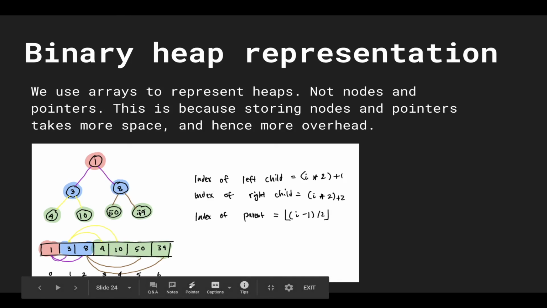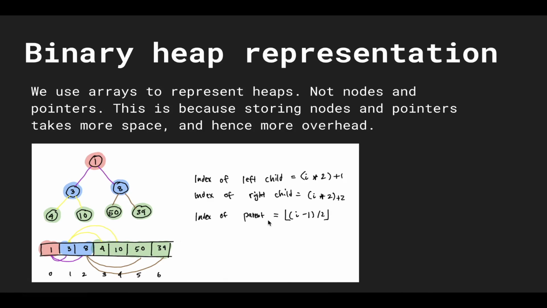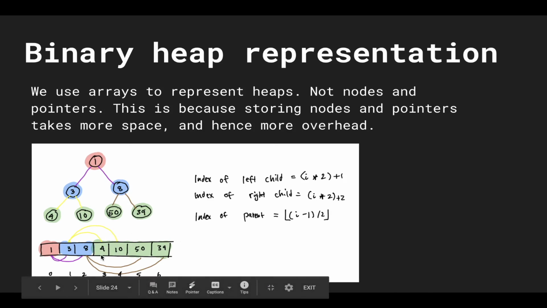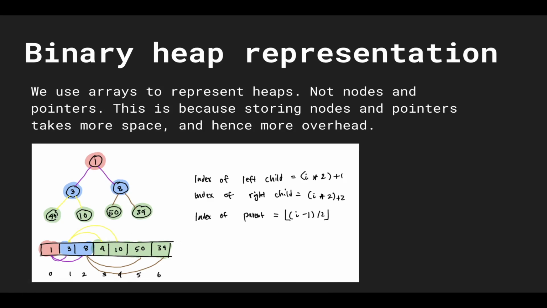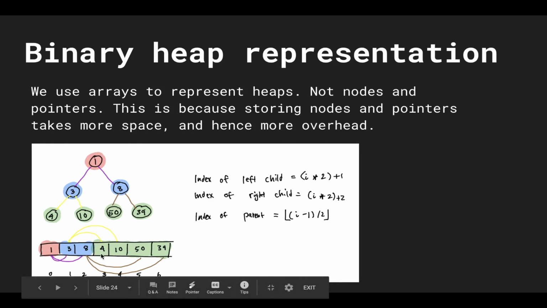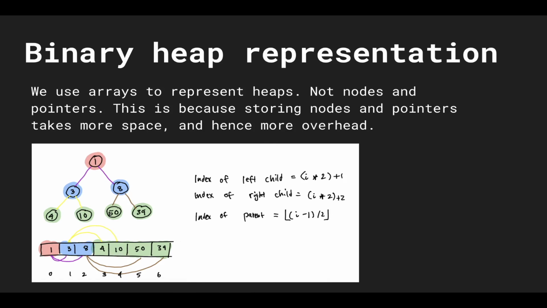If we want to traverse back up, the index of the parent is (i minus 1) divided by 2. So let's say for 4, the parent of 4 is this 3 node. We take the index of 4, which is 3, minus 1, which is 2, divided by 2 is 1. And lo and behold, we have that element. So you can see, instead of following pointers and allocating dynamic memory, all we have to do is some calculation, which is faster and has no overhead.